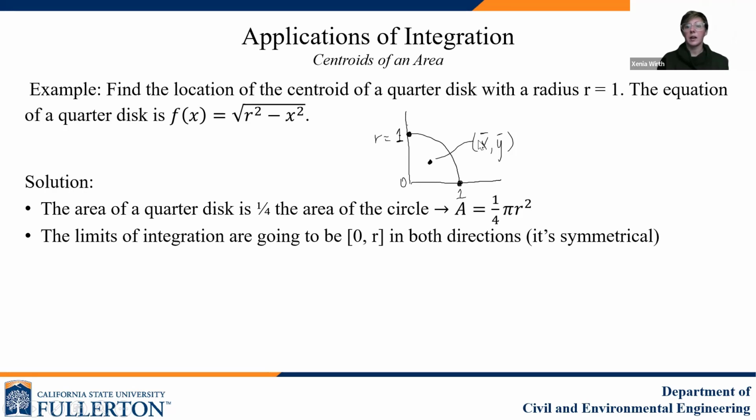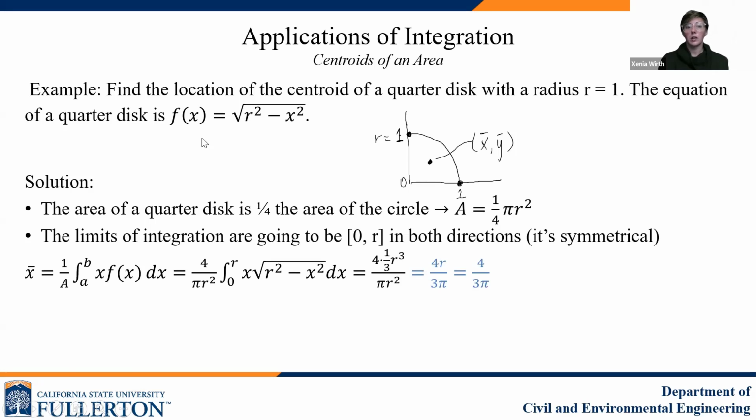So first we need to find the area of the shape. Since I know that this is a quarter of the area of a circle, I know that the area of a quarter disk is 1 over 4 pi r squared. The limits of integration also need to be defined. And in this case, they're going to be 0 to r generically, in both directions because this shape is symmetrical. The y-axis and the x-axis are perfectly symmetrical.